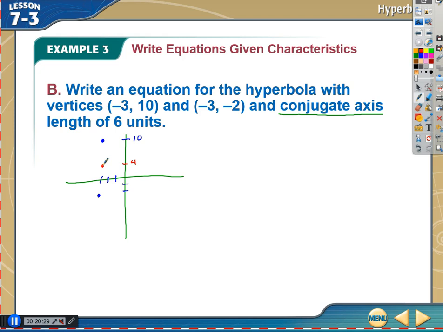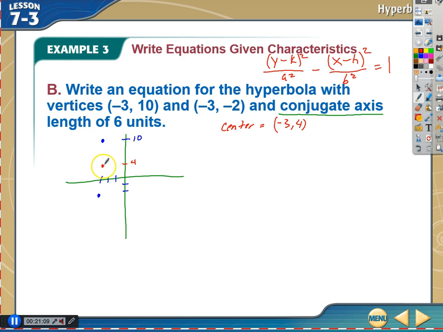And there's my center. My center then is at -3, 4. What I can tell right away is these are my vertices, so my hyperbolas are up, down. That means it's going to be y minus k squared over a squared minus x minus h squared over b squared is equal to 1. So I need to go find my a and my b.